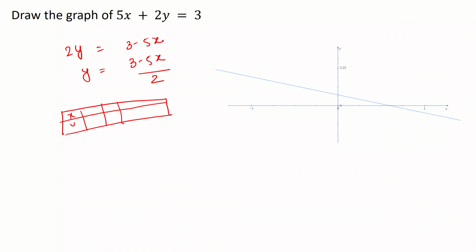So suppose here is the x and here is y. If you take x is equal to 1 over here, then you get y is equal to (3 minus 5) by 2, which is minus 1. Similarly, if x is equal to minus 1, then you get y is equal to (3 plus 5) by 2, which is 8 by 2, which is 4. In a similar way, you can find out more such points. Then you plotted all of these points, 1 comma minus 1, minus 1 comma 4, and then you drew the line passing through all of these points.